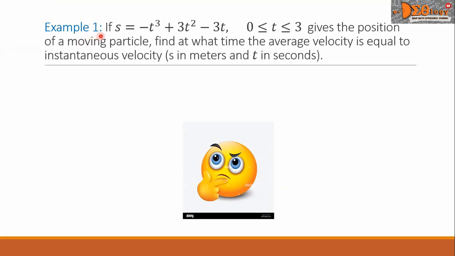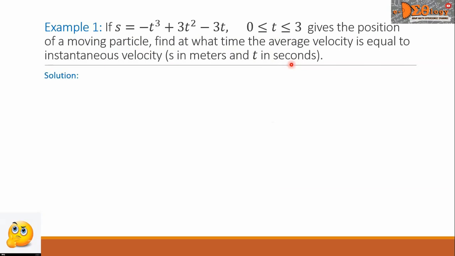Example 1. If s is equal to negative t cubed plus 3t squared minus 3t in the closed interval for t from 0 to 3 gives the position of a moving particle, find at what time the average velocity is equal to the instantaneous velocity, s in meters and t in seconds. For our solution, let us write our formula for the mean value theorem. Now, let us evaluate separately the left side and the right side.